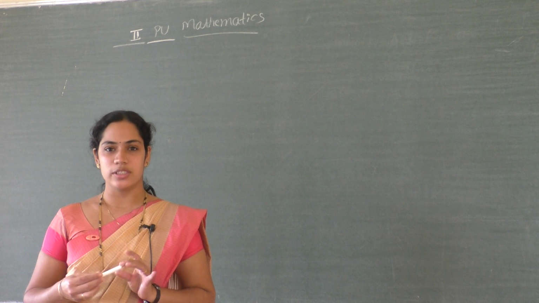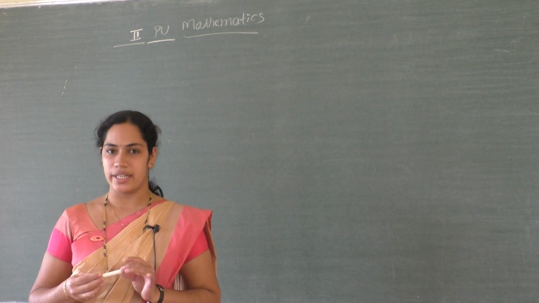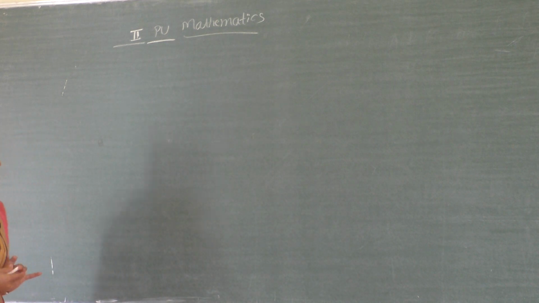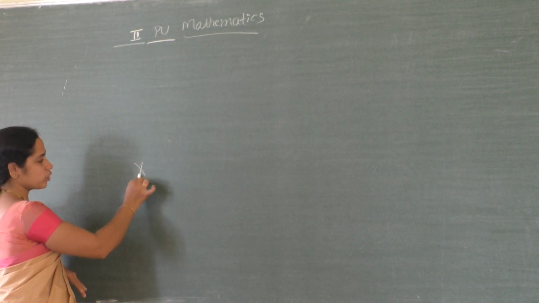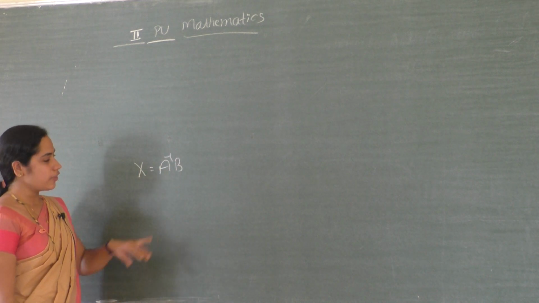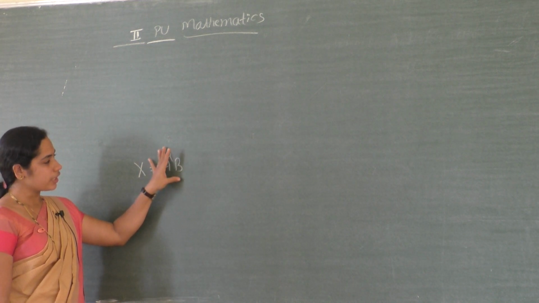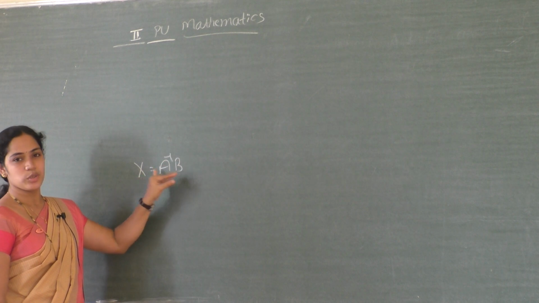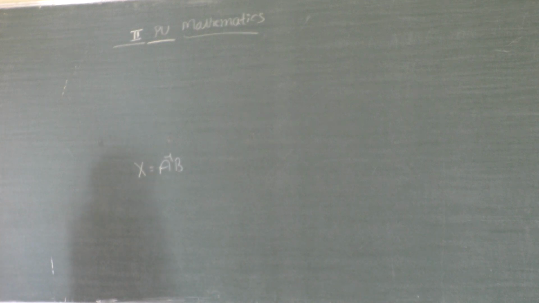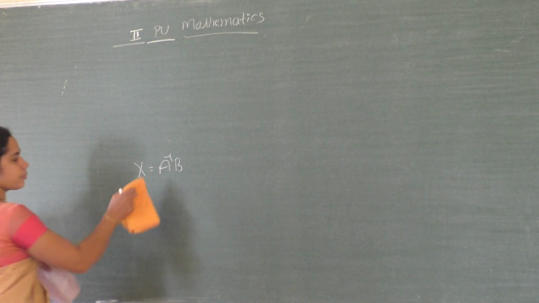Today we will see how to solve system of equations using matrix method. Theory part we have discussed in the last class: how to solve system of equations using the formula X is equal to A inverse into B. If A is non-singular, we can use the formula X is equal to A inverse into B. Today we will see how to solve the problems. This is important for 5 marks.